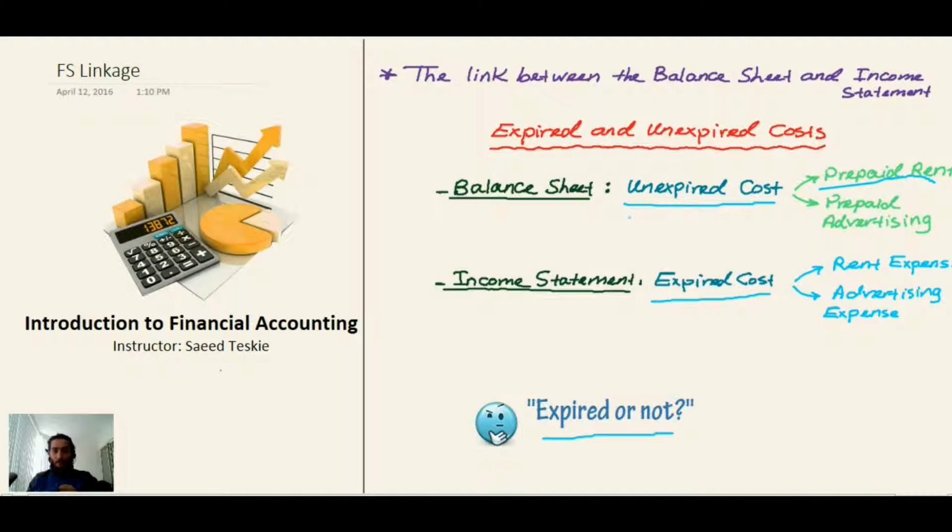I hope you all understand it, because it will help you a lot to distinguish, when you want to prepare the financial statements, whether you have to put an item on the income statement or in the balance sheet. Just ask yourself, for example, has the rent expired, been used, or not yet? If it expired, put it in the income statement as an expense. If not, put it in the balance sheet as an asset.